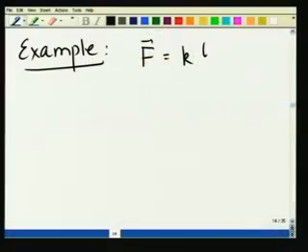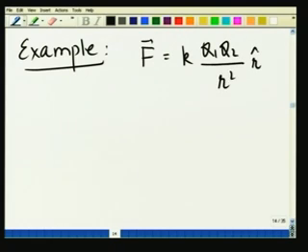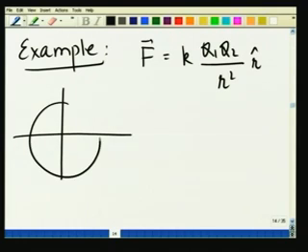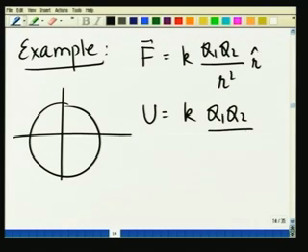The simplest example again being the force between two charges. As I said earlier, the constant energy surface is a sphere, U is k q1 q2 over r.